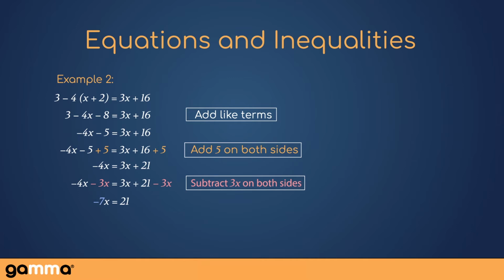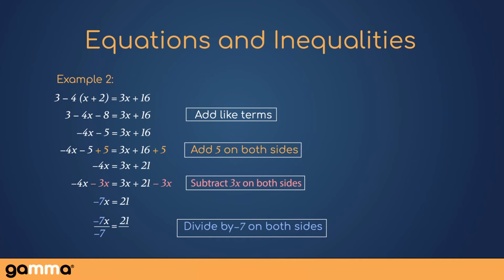And then from here, we need to get the x alone. So to get rid of the negative 7, we need to divide by negative 7. So what we do on the left-hand side, we also need to do on the right-hand side. So doing that, we'll have minus 7x all over minus 7 is equal to 21 divided by minus 7. So minus 7 divided by minus 7, that will cancel off. So we'll be left with x is equal to 21 divided by negative 7, that's going to be negative 3.